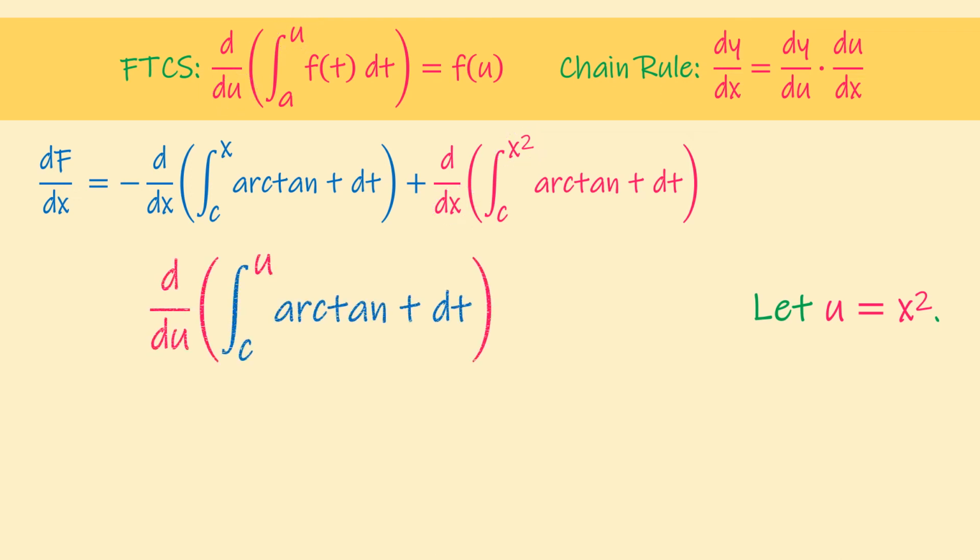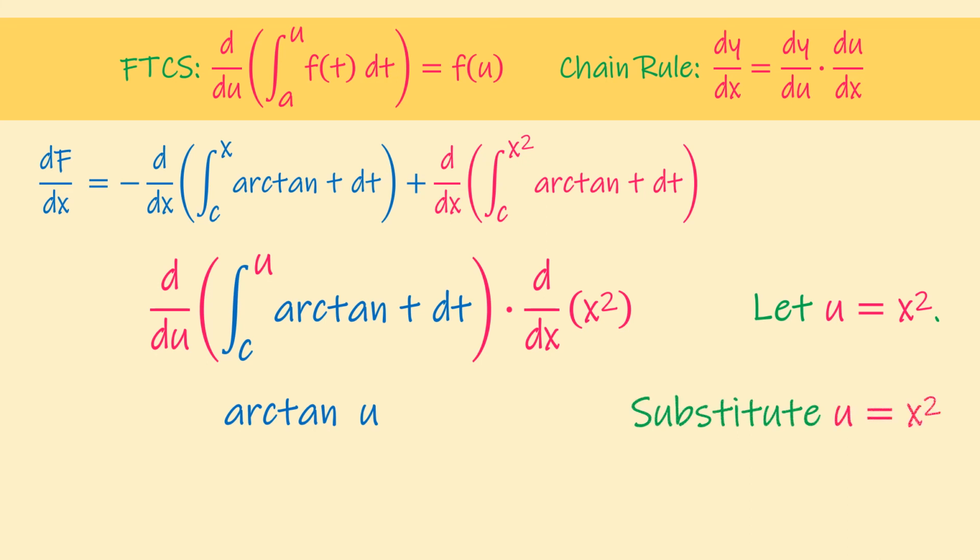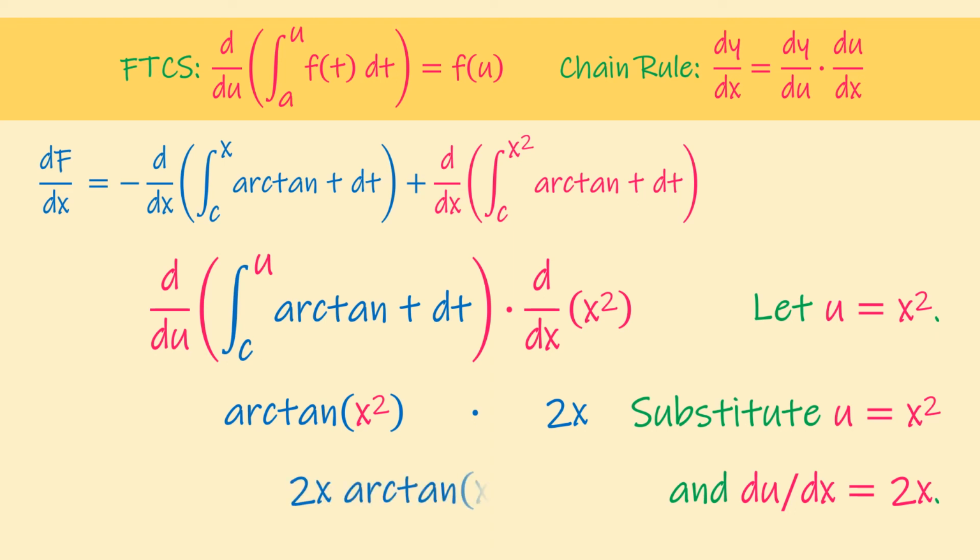Apply the fundamental theorem of calculus with substitution, as well as the chain rule. Substitute u equals x squared. And the derivative of u with respect to x equals 2x. The derivative with respect to x of the second term is 2x times the arctangent of x squared.